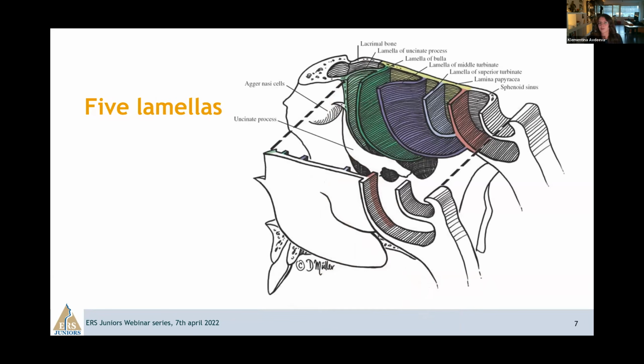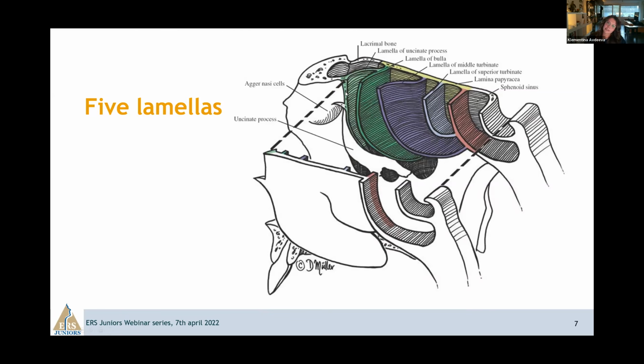Embryologically, there are 5 lamellas on the lateral nasal wall. And lamellas are basically, if we remove all the ethmoid cells, then there will be 5 thin stripes left on the lateral nasal wall. They're really important for our orientation during the surgery.